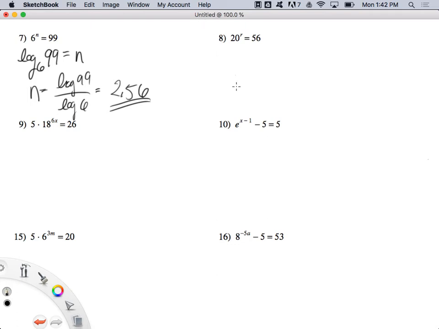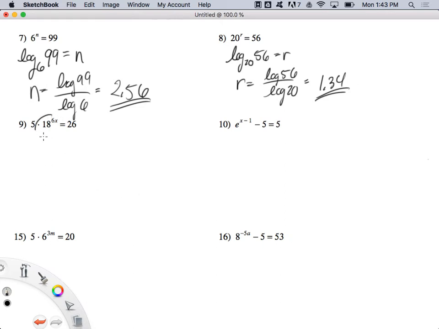Okay. Got to write this in logarithmic form. It's log base 20 of 56 equals r, or r equals log of 56 over log of 20, which equals, plugging it into my calculator, 1.34. Done.